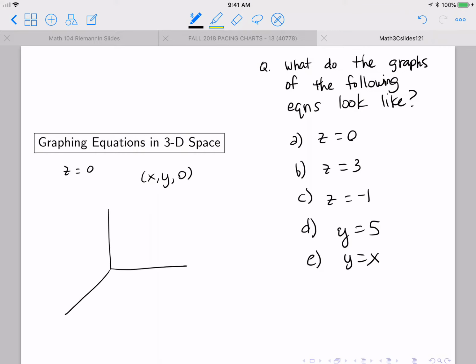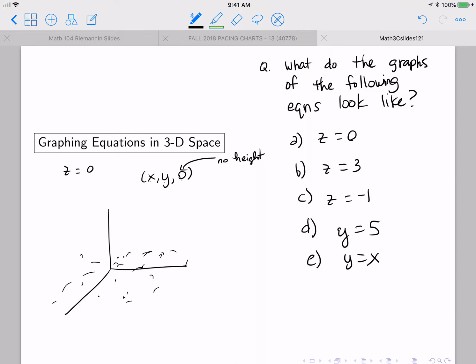So now, if a point looks like this, x comma y comma 0, what does it look like? Well, if z is 0, that means you have no height because you didn't move up and you didn't move down. So any point like that is going to be a point within the xy plane. So this is the xy plane, because if your z coordinate is equal to 0, then you must be in the xy plane.